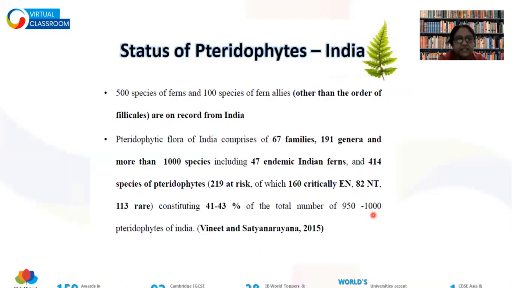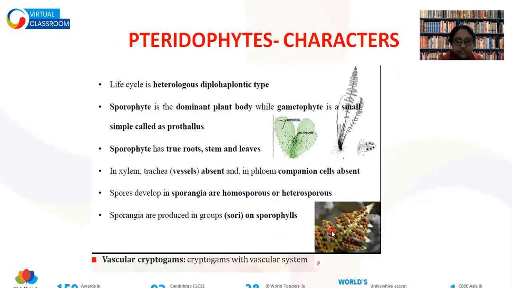In India, there are about 500 species of fern and 100 species of fern allies. And you can see that 191 genera and 1000 species are there. This data is as per 2015, so obviously the number must have increased, but there is one twist in the story. Many pteridophytes are at risk, and many of them are critically endangered due to human intervention. So who knows, the number must have decreased also.